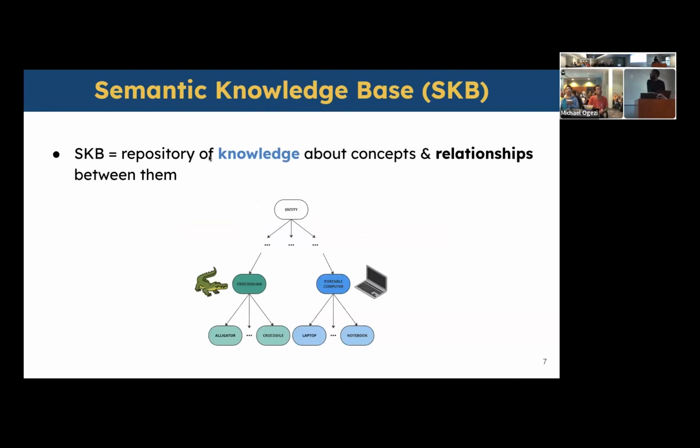So a semantic knowledge base is simply a repository of knowledge about concepts and relationships between them. Here we can see that we have a root node, which is like an entity. Then as we go down, it gets more fine-grained. We have here portable computer, and under portable computer, we have laptop and notebook, which are types of portable computer. The relationship between portable computer and laptop is an is-a relationship, because a laptop is a kind of portable computer. Same thing goes for alligator and crocodile.